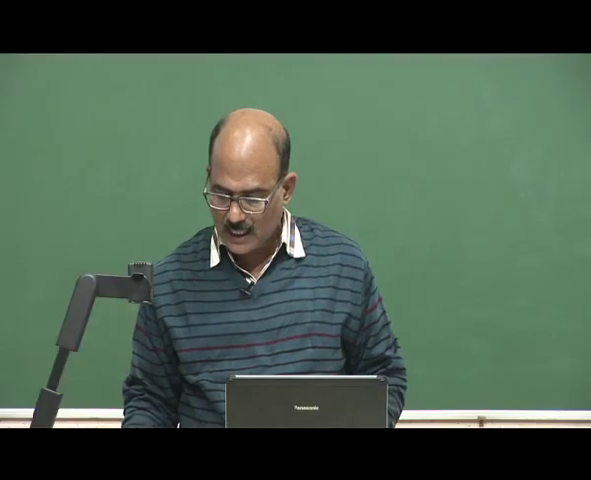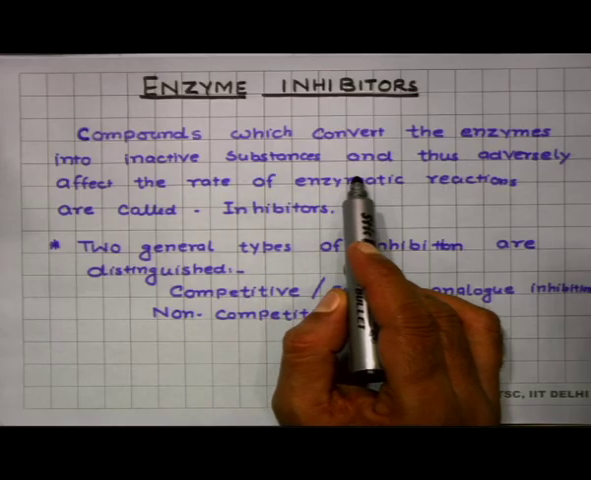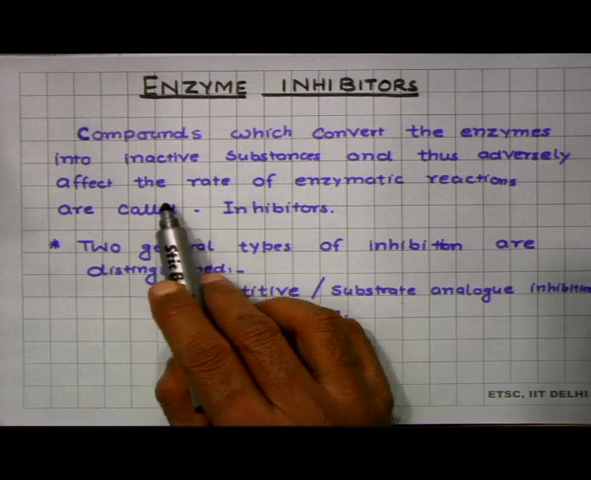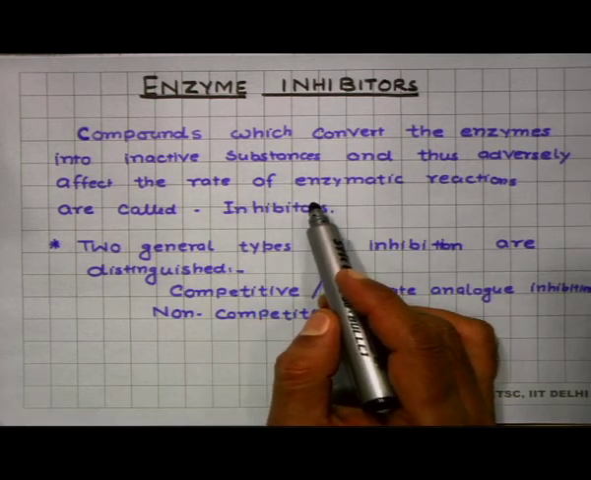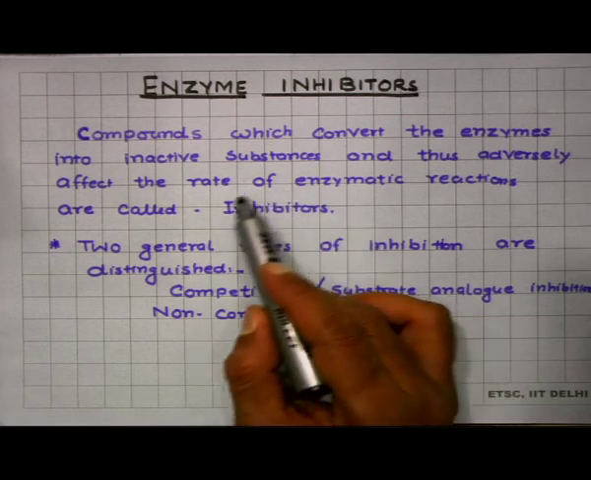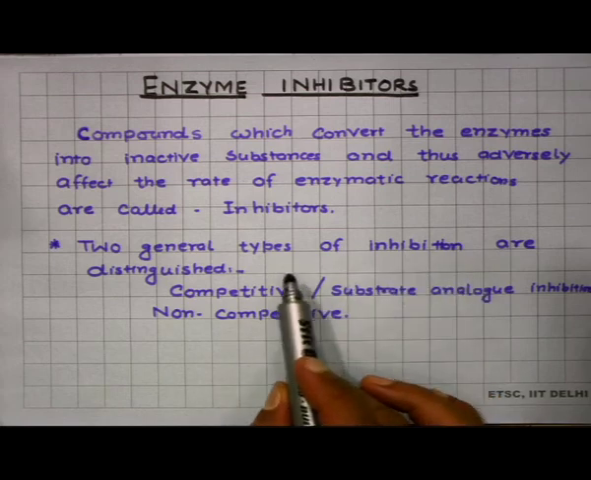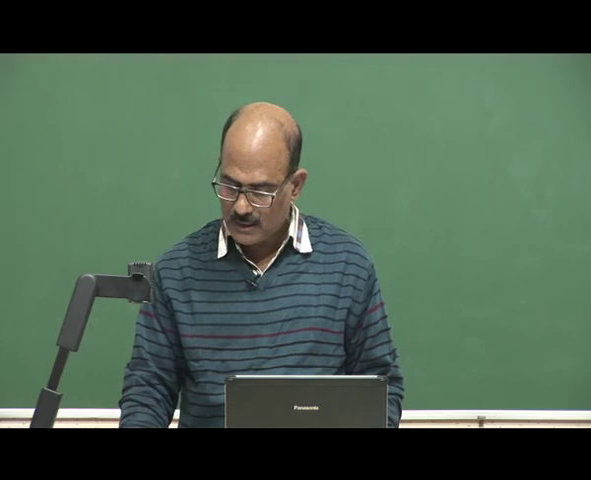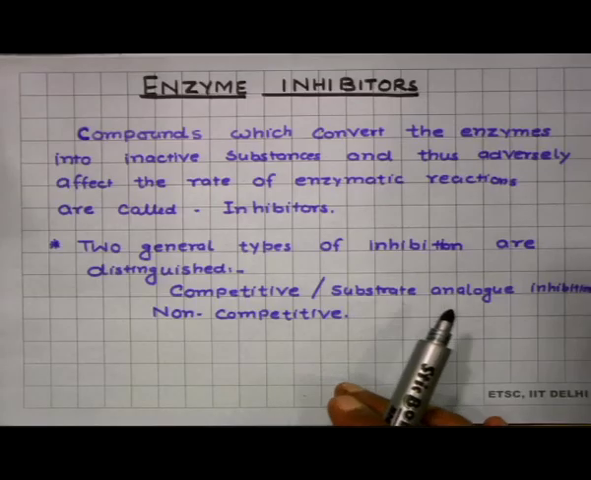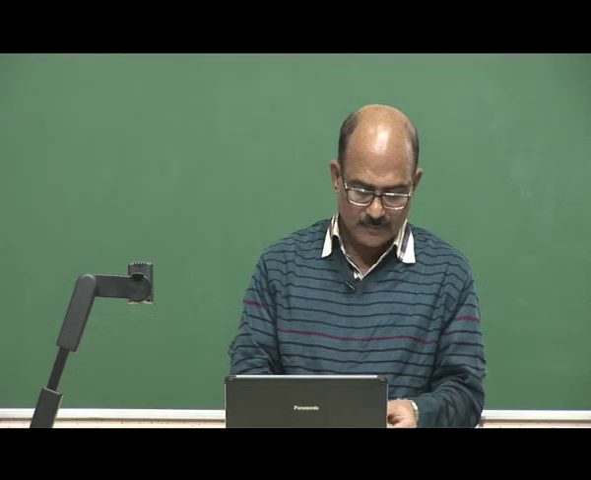Now, these inhibitors are compounds which convert the enzyme into an inactive substance and thus adversely affect the rate of enzymatic reaction. The substances which inhibit the enzymatic reaction are called inhibitors. Two general types of inhibition are distinguished: competitive inhibitors, or substrate analog inhibitors, and non-competitive inhibitors. The competitive inhibitor resembles the substrate.